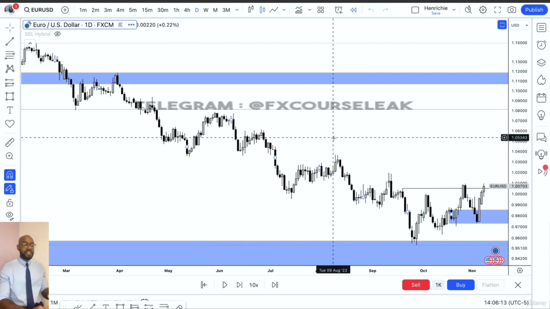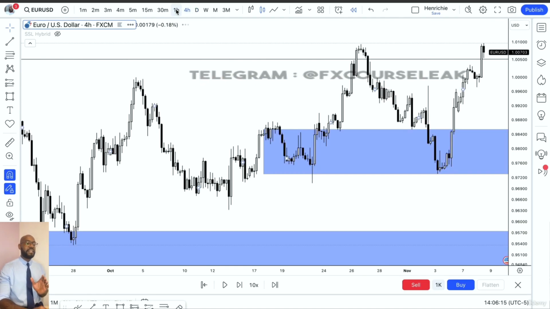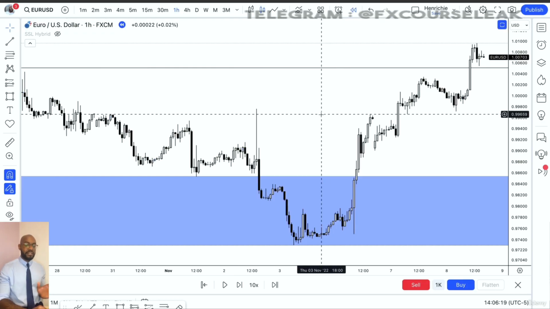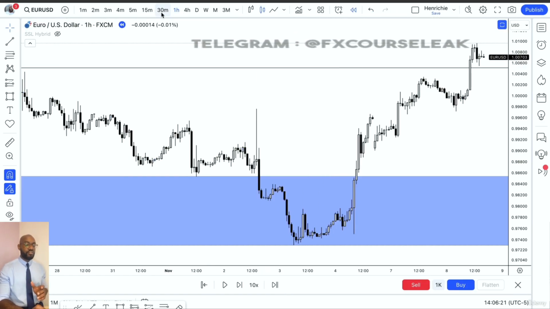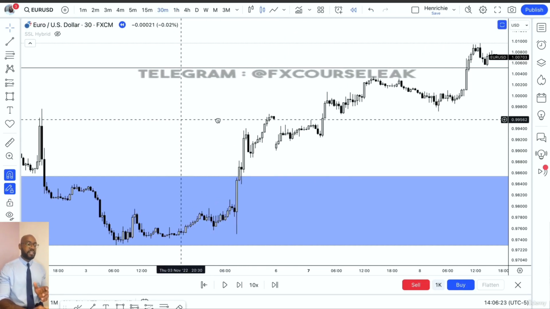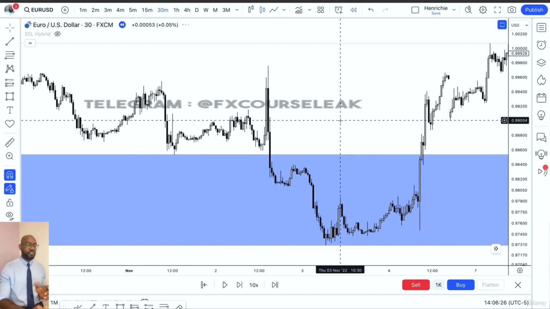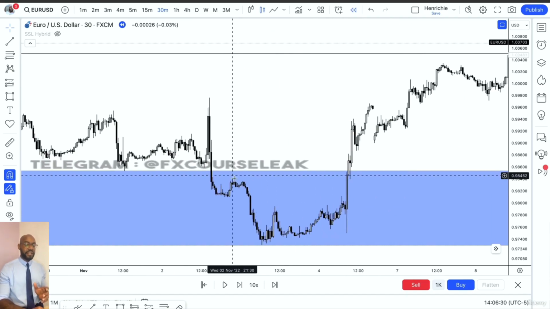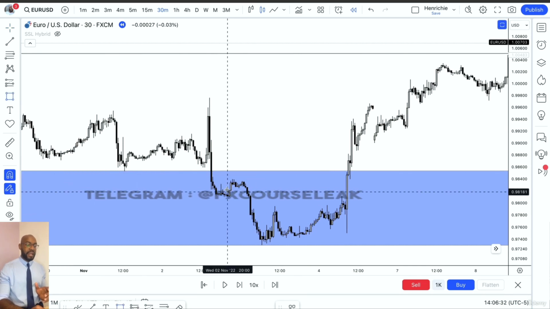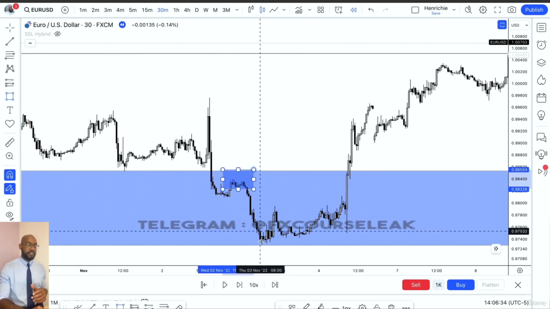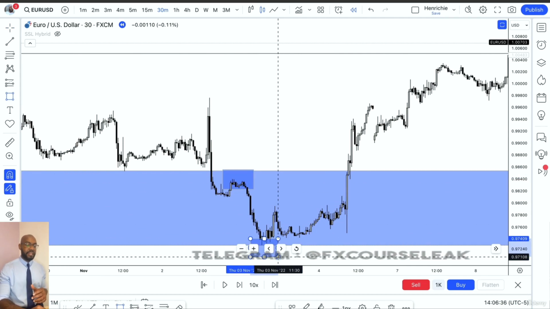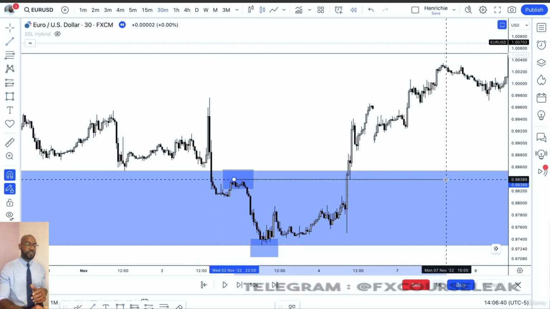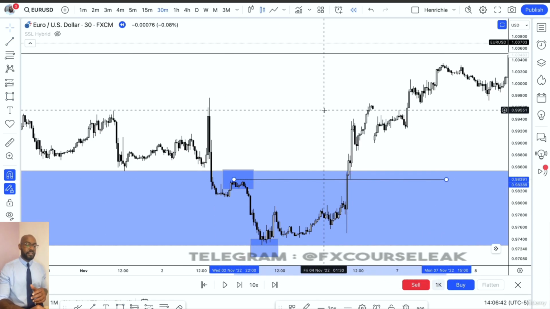You want to see a 30-minute shift to market structure from this key level, or you can use a 1-hour shift to market structure. Any of the two works just perfectly. But in this case, we're going to try using a 30-minute shift to market structure. So right here, you can see very nicely, this is a high right here. Price created a high here, and then we created a low right here, and then we have this break of structure right here. You can see the break of structure.